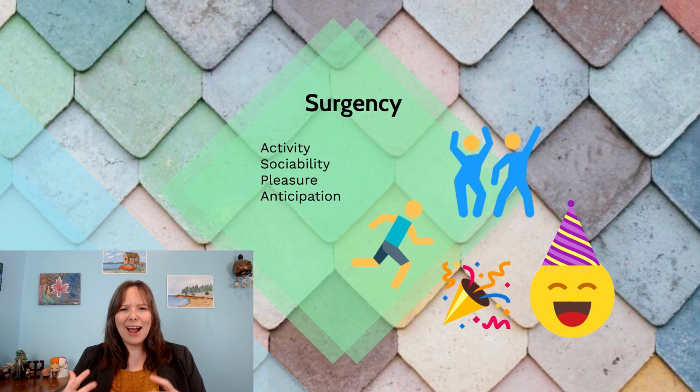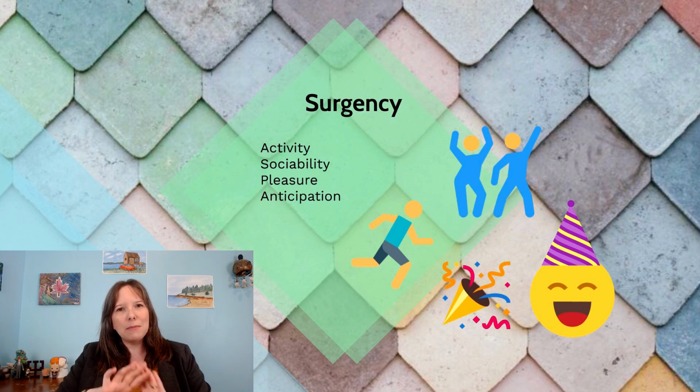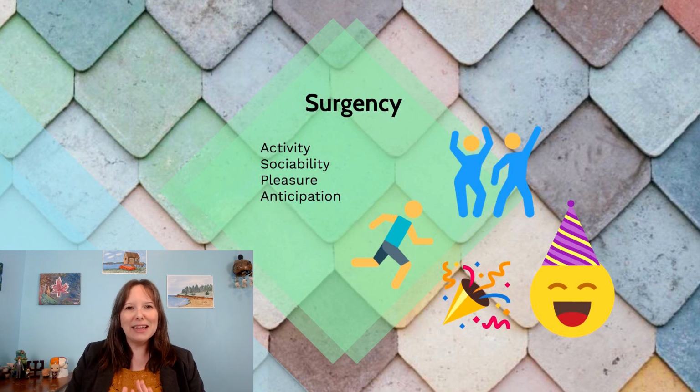So we can picture someone high in surgency: they're highly active, they're very happy all the time, they're always anticipating the best in life. Versus someone lower in activity, they might be more quiet, more introverted, more reluctant, less likely to show a great degree of anticipation or pleasure. So that's the first factor.